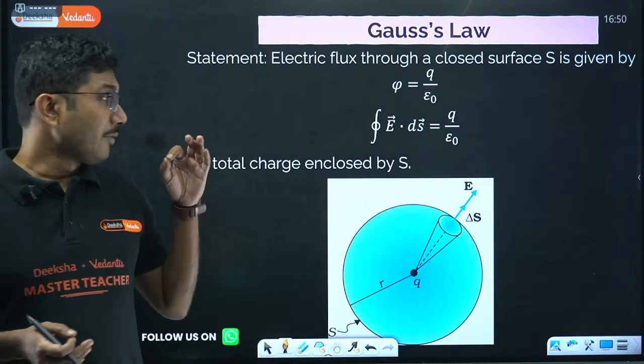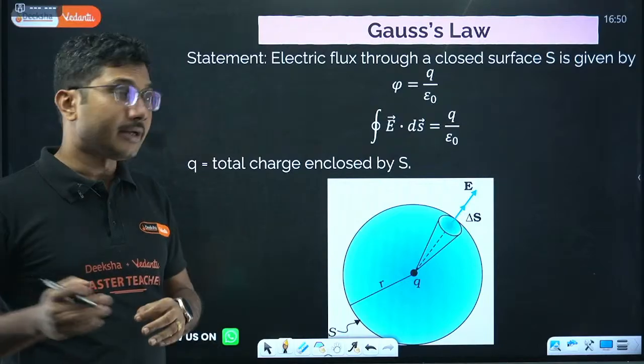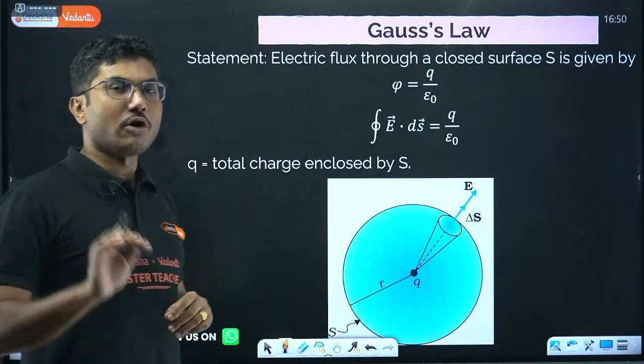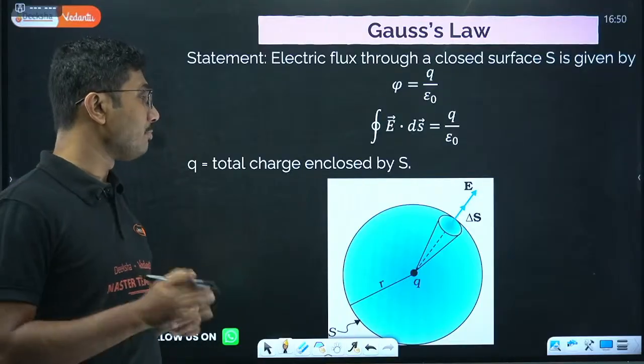So, you have to remember that Gauss's theorem is applicable only for a closed surface, not for an open surface. Very, very important point.